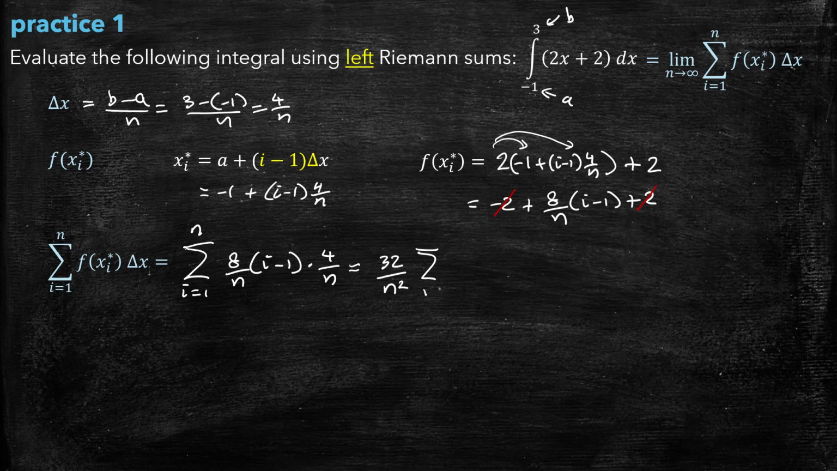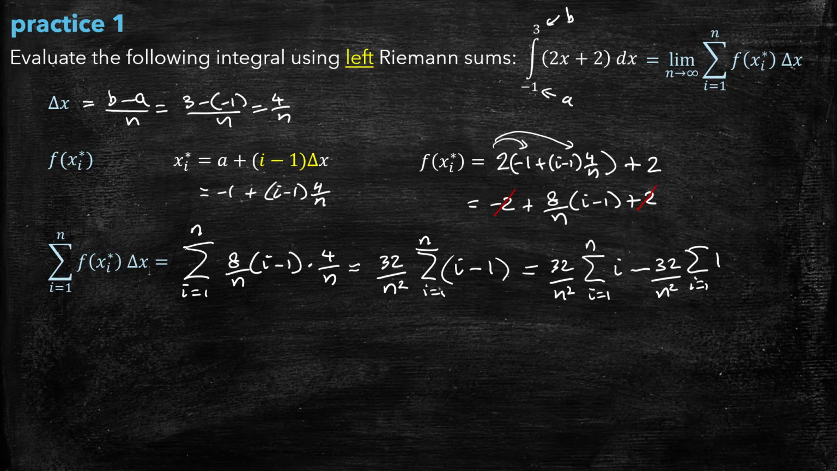And that can come out because it's not dependent on i. And then we use one of the results from before, because we have the summation of a difference. So we can separate it into the summation of just i from 1 to n, minus 32 over n squared, the summation from i equals 1 to n.